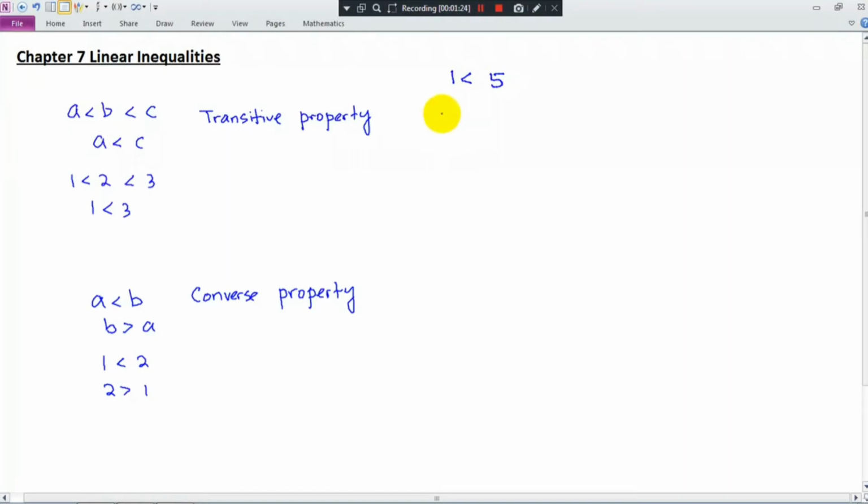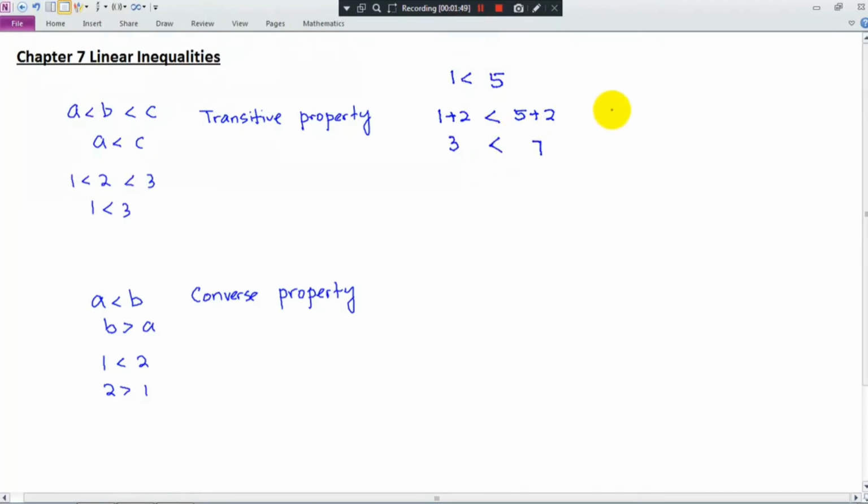Okay, if I plus a number, let's say I plus 2, 1 plus 2 for the left hand side, and I do the same thing for the right hand side, 5 plus 2. So here will give you 3, and this will give you 7, right? So 3 is still less than 7, right? So you notice that the inequality sign still remains unchanged, keeps the same.